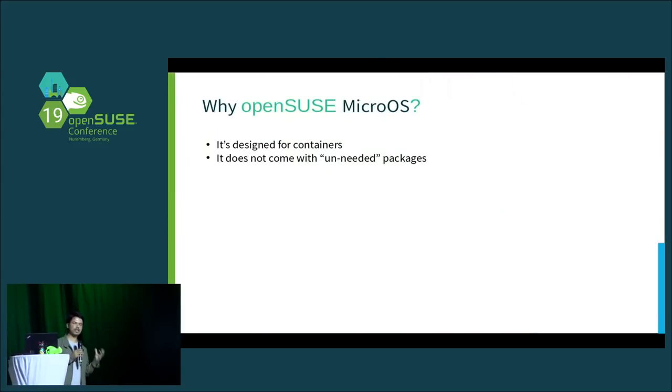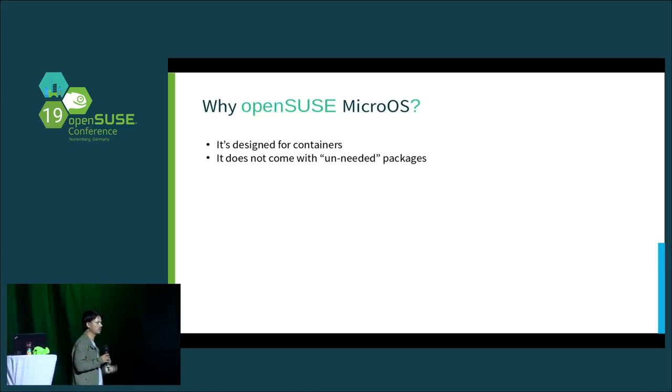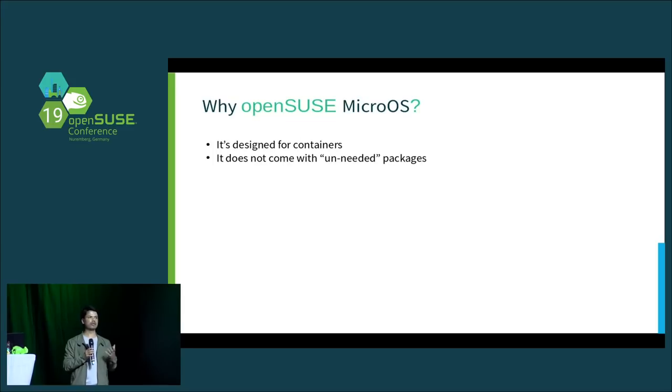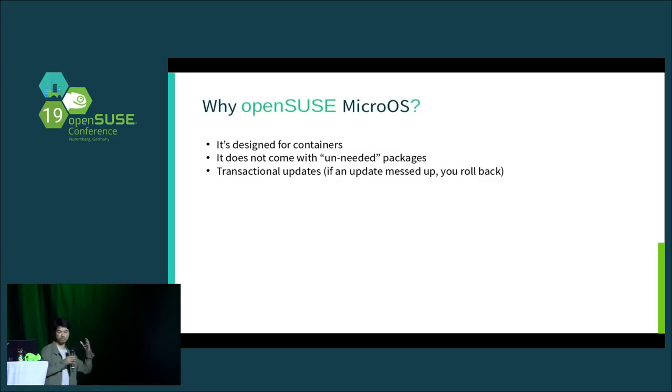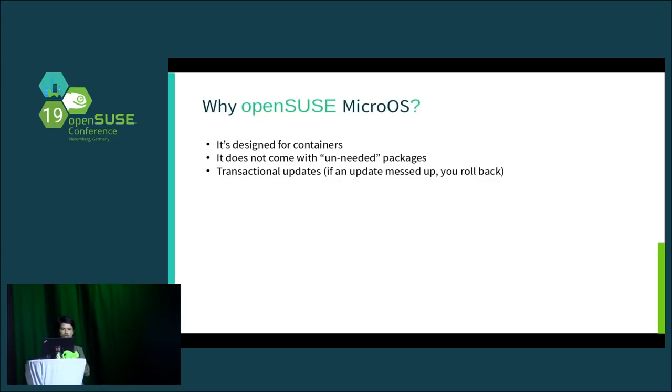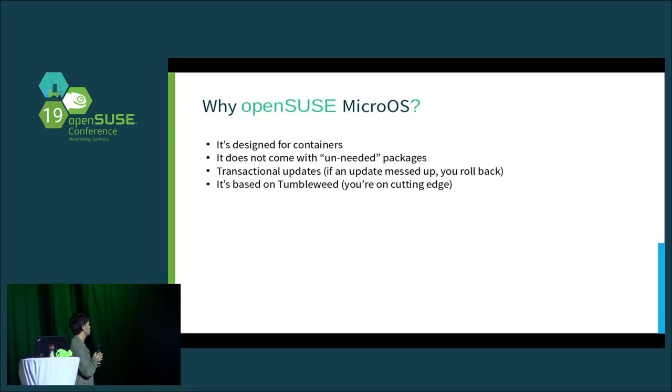Next. It's lightweight. It does not come with unneeded packages. For example, if I would take a generic Linux distribution for a server, and I would like to run containers on those, yes, I would install a container engine and do that. But at the same time, I would get tons of packages which I don't need. And it will be a pain to remove those packages. And next, transactional updates, which Richard and others have, I suppose, already spoken about. If something is messed up with an update, you just roll back. So I really like that. The last one is it's based on Tumbleweed. So you're always on the cutting edge.